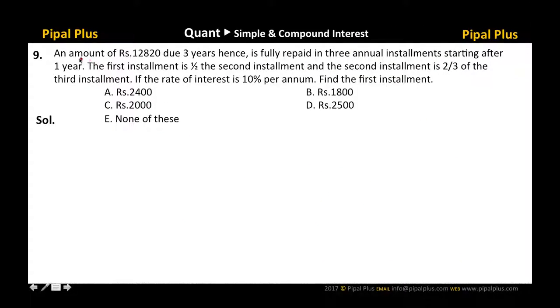All right, now let's look at this problem. This says an amount of 12,820 is due 3 years from now. It must be fully repaid in 3 installments starting from the first year. The first installment is half the second and the second is 2/3 of the third installment. The question is, if the rate of interest is 10% per annum, what is the first installment? All right, you have these options in front of you. Take some time, pause this video and see if you can solve this.